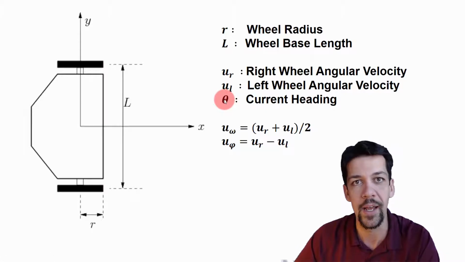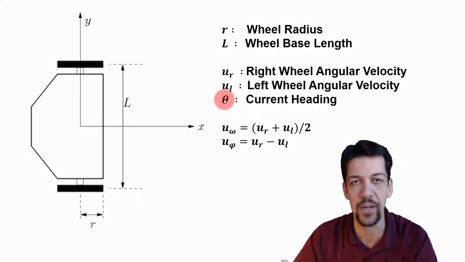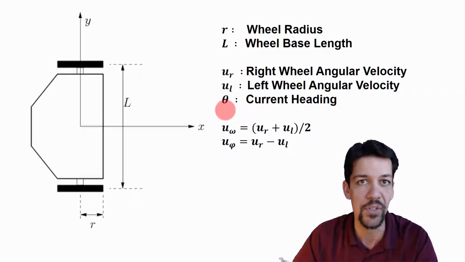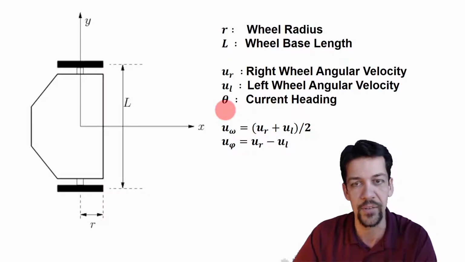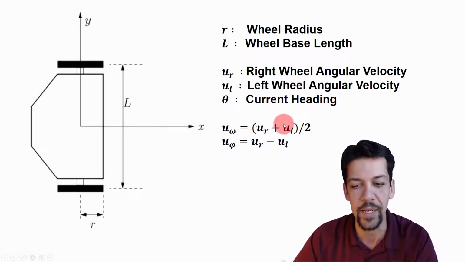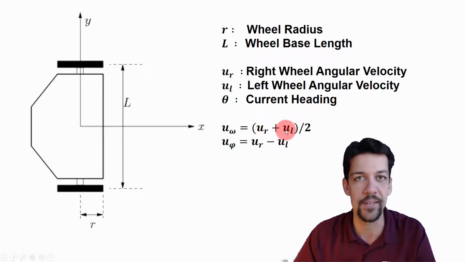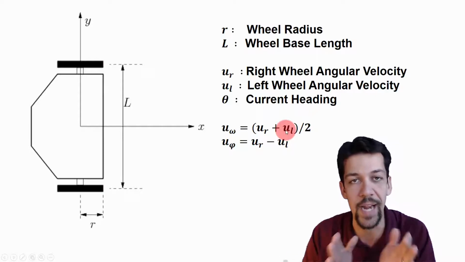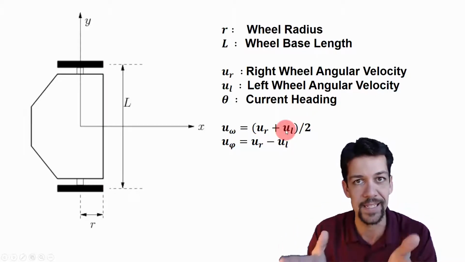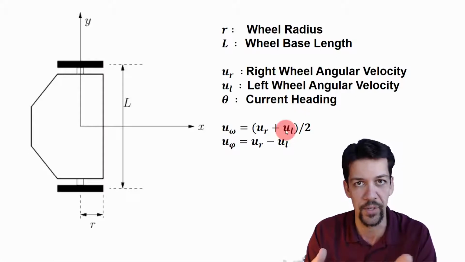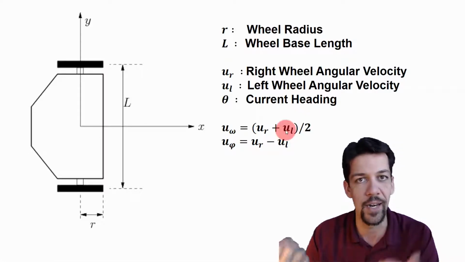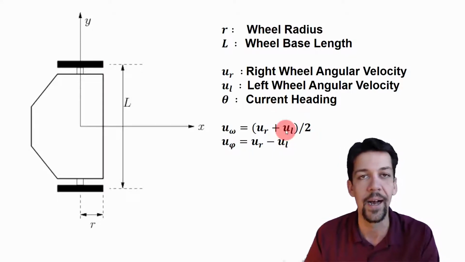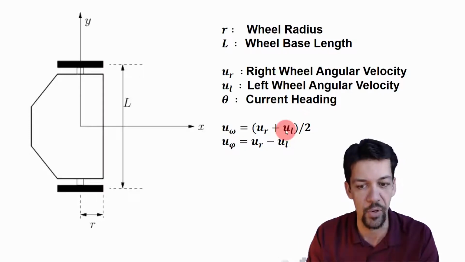Now we have some intermediate variables here that are going to make our math a little bit simpler. The first is the average angular velocity of the wheels. So this is the left and right wheel angular velocity added together and divided by 2. What this does is give us how much on average the wheels are going in the same direction. If they're exactly opposite, then this is 0 and the robot should turn in place. If they're exactly the same, then this is the same value and the robot should just roll forward.